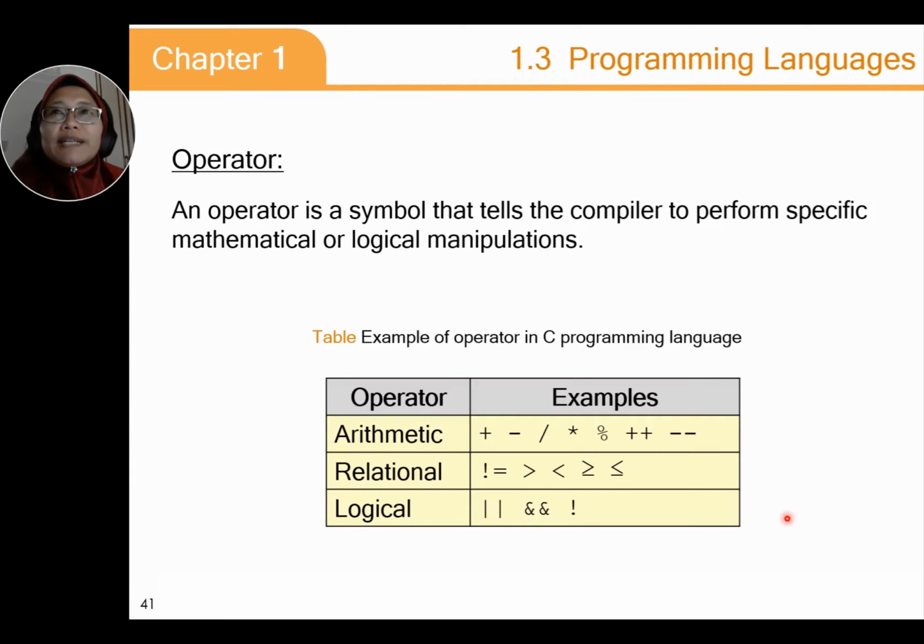Next, we look at operators. Operators are symbols that tell the compiler to perform specific mathematical or logical manipulations. Here are examples of arithmetic operators: plus, minus, divide, times. The relational operators: not equal, larger, smaller. And logical operators: or, and, not.